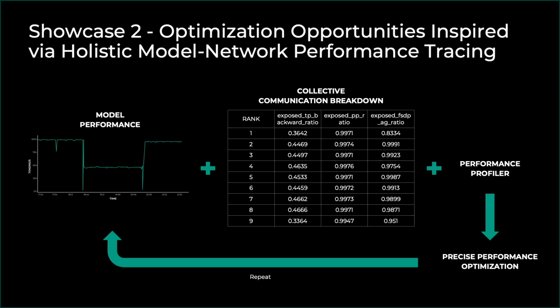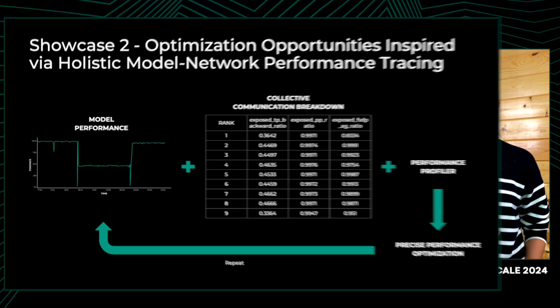So we talked about using this workflow to understand performance regressions, but we can use this very similar workflow to also identify performance optimization opportunities. For example, if we can identify FSDP parallelism is the most exposed communication pattern, then we can spend more time tuning this collective as opposed to tuning other collectives.